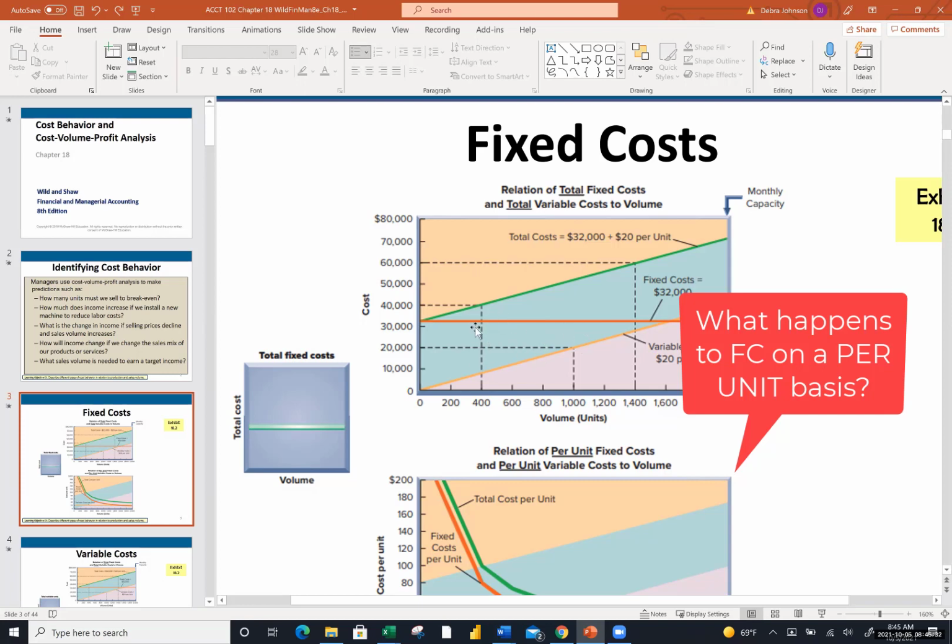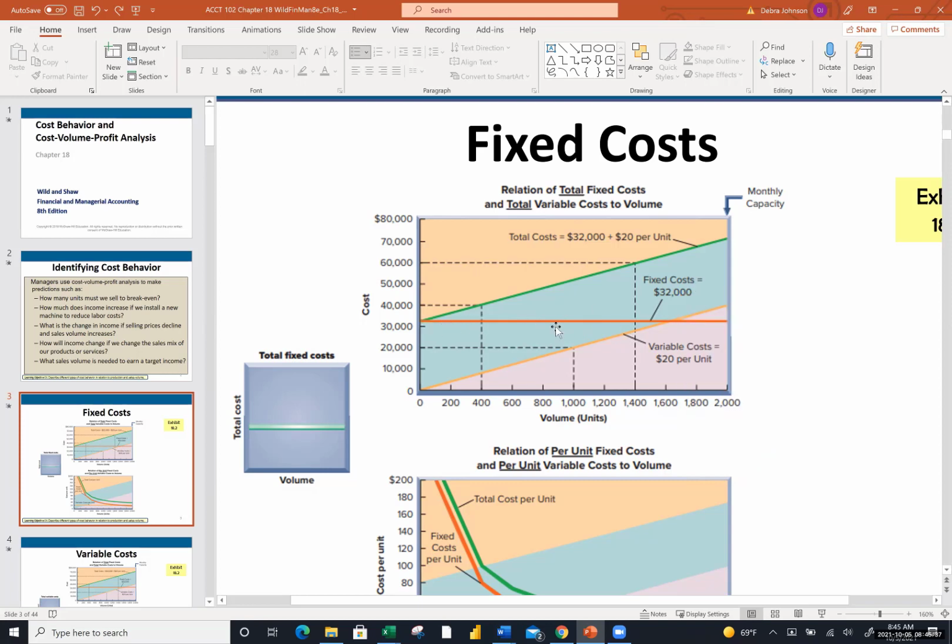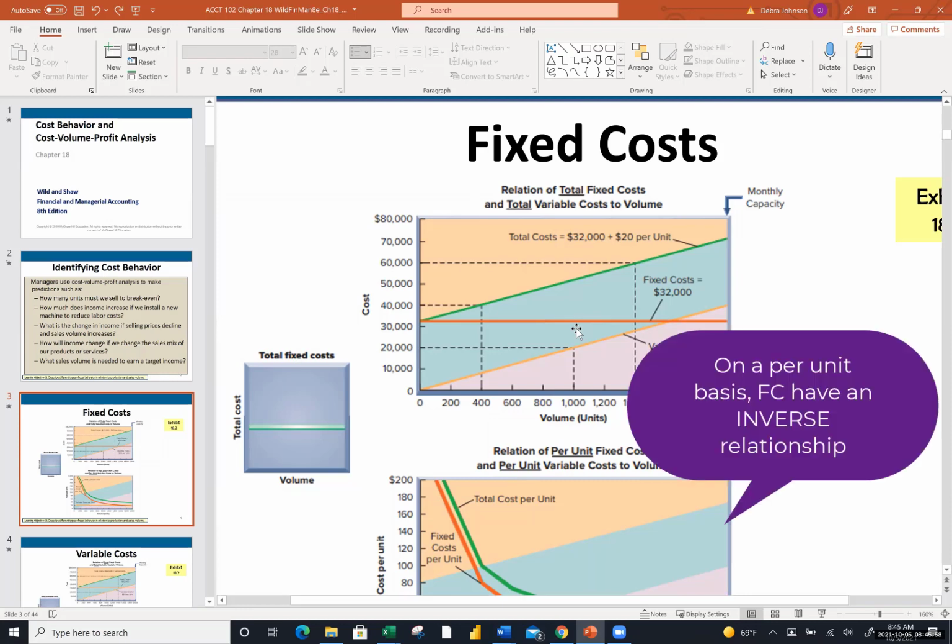On a total cost level, the fixed costs remain flat. However, if I asked you what happened on a per unit level to fixed costs, you need to be able to think about it. And what you should tell me is that as the number of units go up, the fixed cost per unit actually goes down. That's called, in mathematics, an inverse relationship. So let me give you an example to explain that.